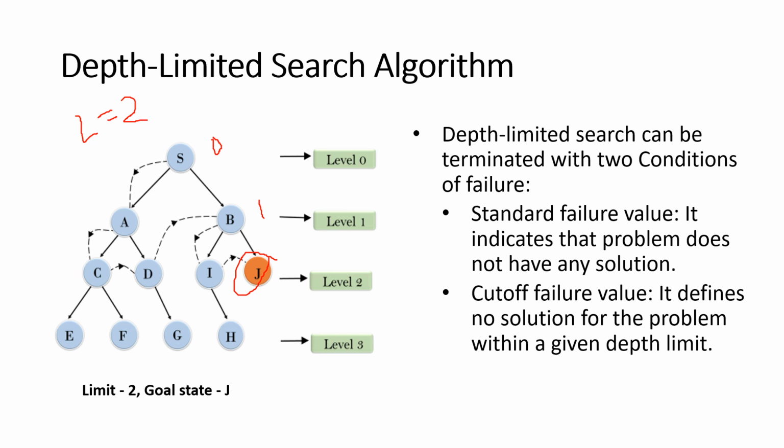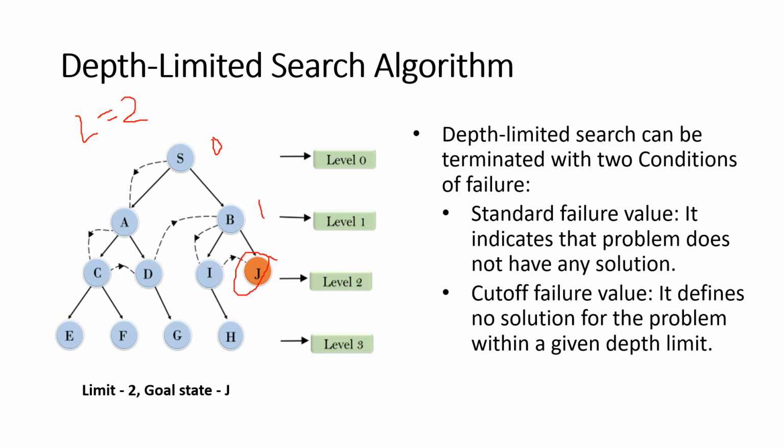So it will go from S to A and C. This is not the goal state, so it will backtrack to A and go to D. That is also not the goal state. So it will backtrack to S and go to B. Then I, which is also not the goal state. So backtrack to B, then J. So the goal state is reached.